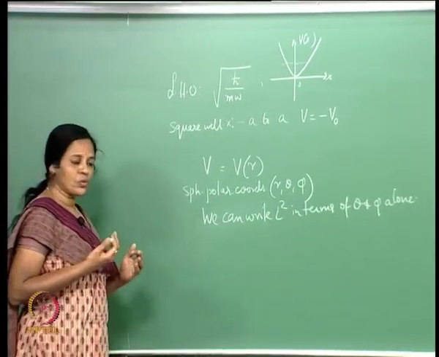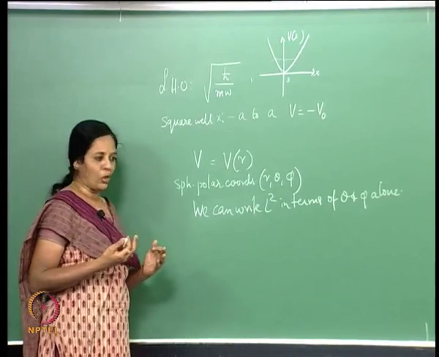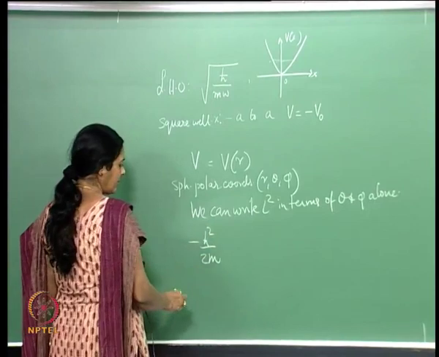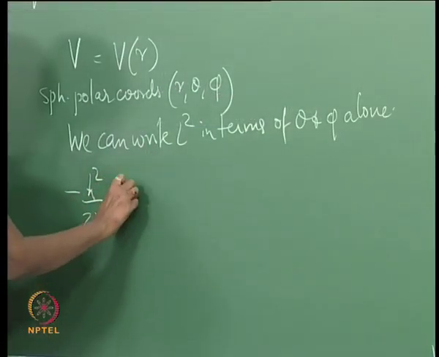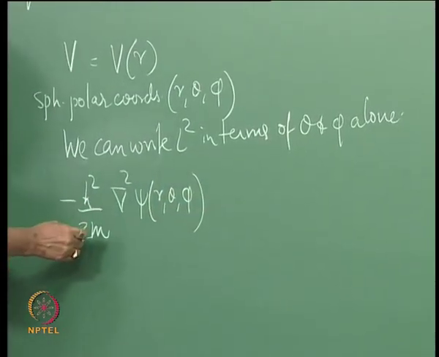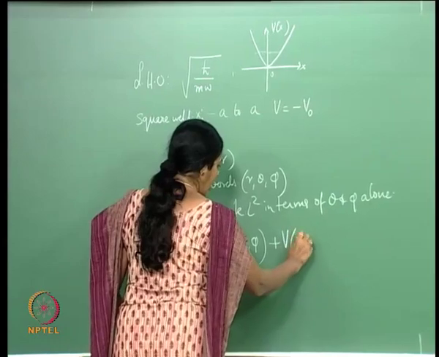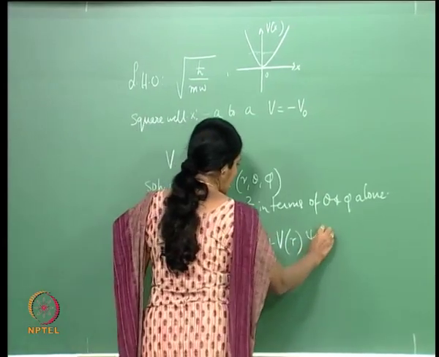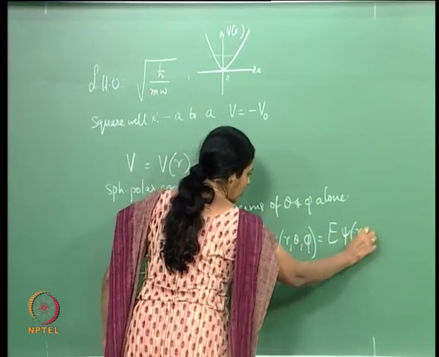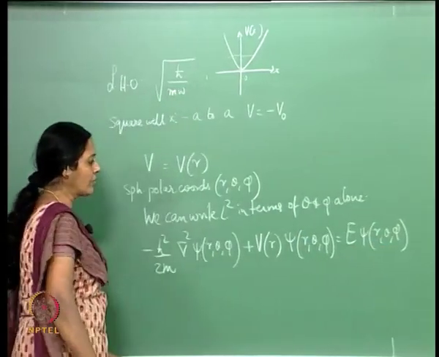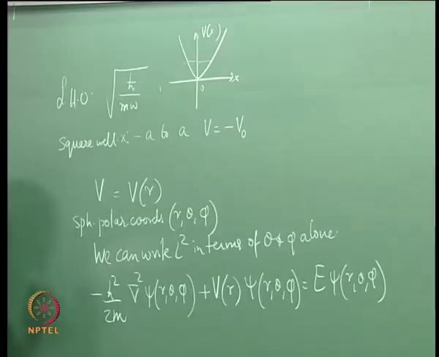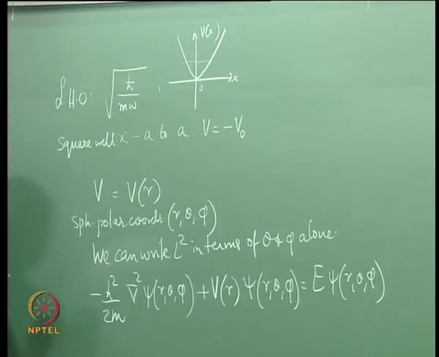The problem that I want to solve is of course an eigenvalue problem, which is minus h cross squared by 2m, generally a particle of mass m, del squared psi of r theta phi, this is the p squared by 2m part, plus V of r psi of r theta phi is E psi of r theta phi. So, instead of writing psi as a function of x, y, z, I write it in terms of r, theta and phi. What I want to check is the following thing.